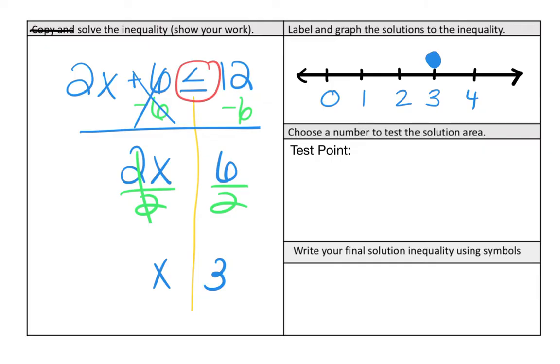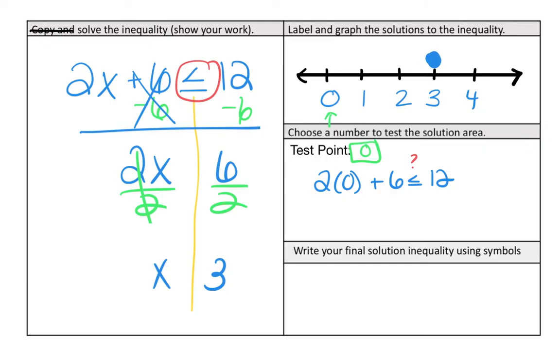But now what we have to figure out is, is our line going to go to the left or to the right? And so the way we're going to decide that is we're going to pick a test point. Today's test point, I'm going to pick 0. So 0 will be my test point, and I'll box that up so my teacher knows which one I used. And we're going to take that test point and plug it back into our original inequality. So instead of 2x, I'm going to say 2 times 0 plus 6 is less than or equal to 12. And we're really just trying to find out, is that a true statement? If it is, then 0 is a solution. If it's not, 0 is not a solution.